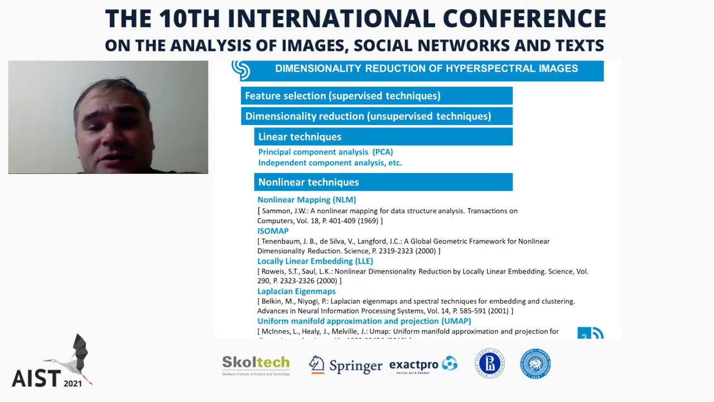To reduce the dimensionality of hyperspectral images, many different techniques have been applied, such as feature selection and unsupervised dimensionality reduction. Both directions have success, but dimensionality reduction techniques are more popular as they do not require the labeled set, which is huge and very time consuming. Also these techniques are more stable to changes in the scene. Dimensionality reduction techniques are usually divided into linear, such as principal component analysis, and nonlinear techniques. The leading technique is principal component analysis, of course, as it is much more popular.